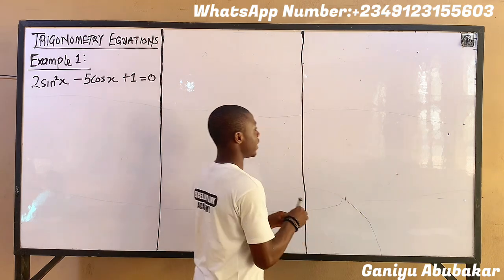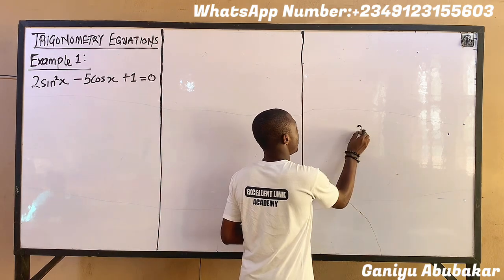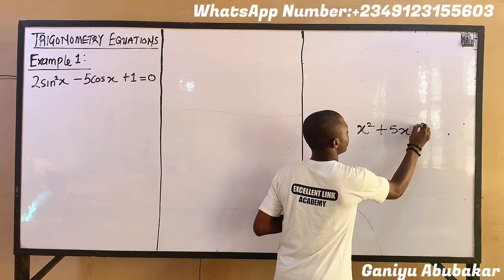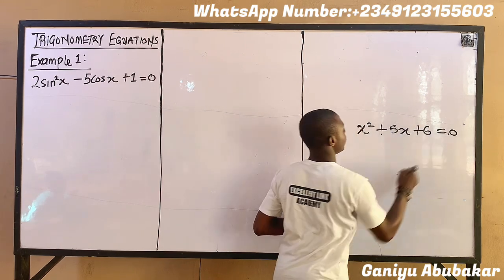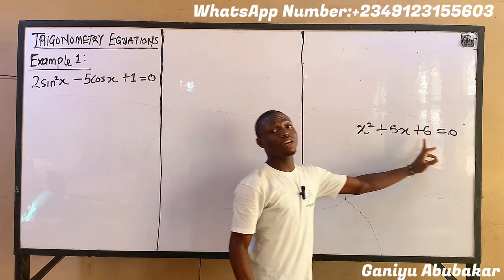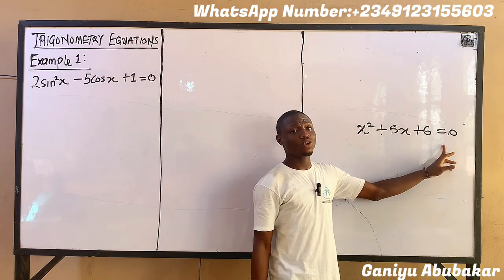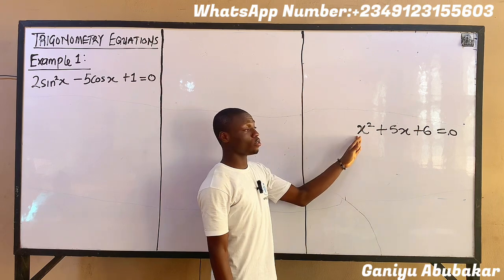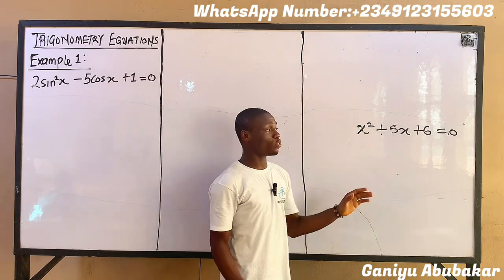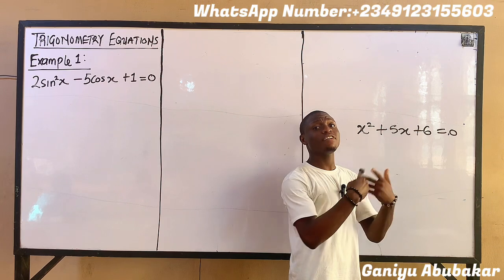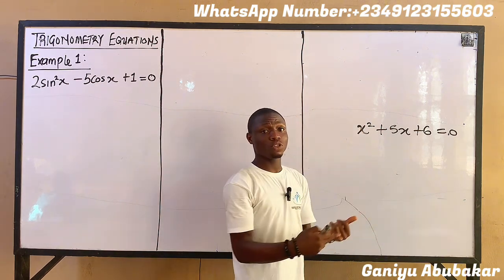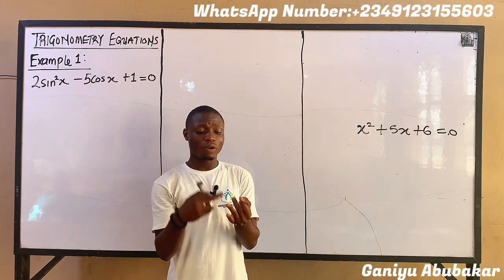Let's say, for instance, I have x squared plus 5x plus 6 equal to 0. This is a quadratic equation. Why? Because the highest power of x here is 2. So how do you solve this? There are several methods we use to solve a quadratic equation. We have the factorization method, the complete square method, and the formula method.